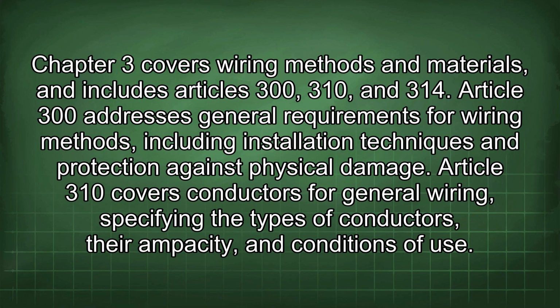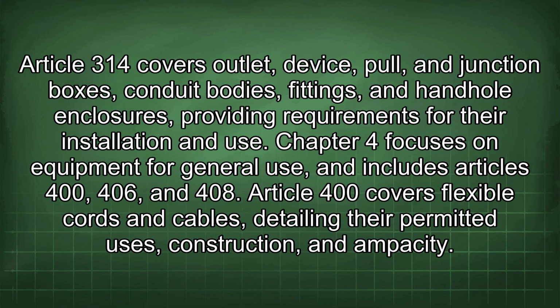Article 310 covers conductors for general wiring, specifying the types of conductors, their ampacity, and conditions of use. Article 314 covers outlet, device, pull, and junction boxes, conduit bodies, fittings, and handheld enclosures, providing requirements for their installation and use. Chapter 4 focuses on equipment for general use, and includes Articles 400, 406, and 408.